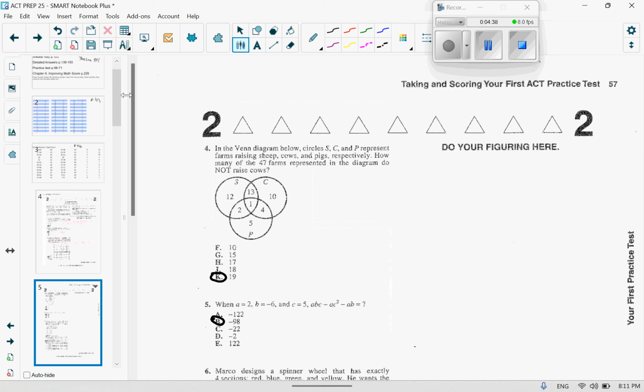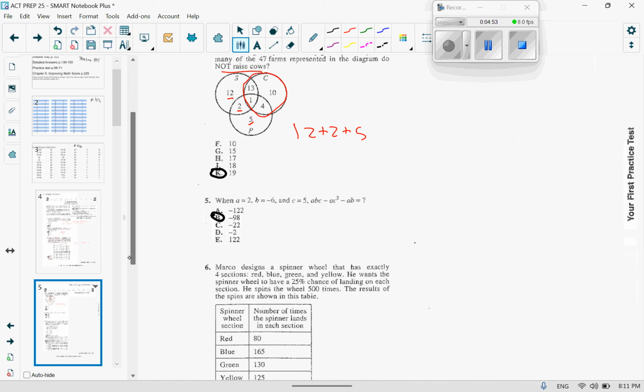The Venn diagram below, how many of them do not have cows? So any ones in this circle would be cows, aka the only ones that don't have cows would be those. So 12 plus 2 plus 5 gives me 19.